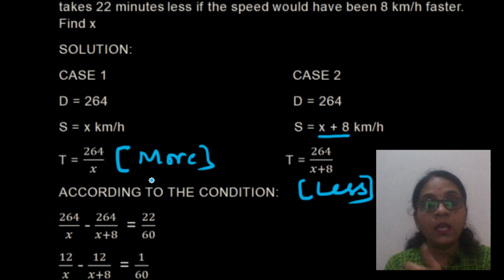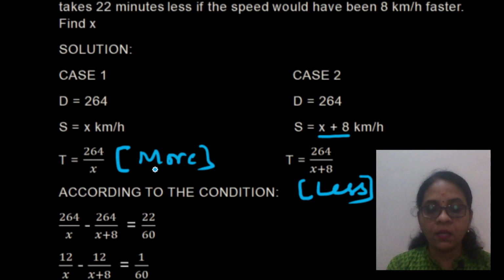Think logically. You are traveling, say, at a speed of 10 km per hour and you take 1 hour to reach the distance. Say suppose if you have increased your speed to 30 km per hour, you will reach the destination much before time, right? The similar condition is given here. So the speed of the train is increased, so it is reaching its destination 22 minutes earlier, which means the difference of these two times is 22.